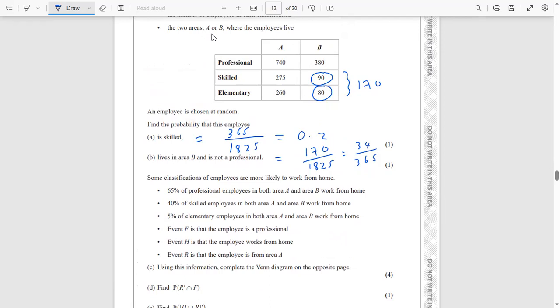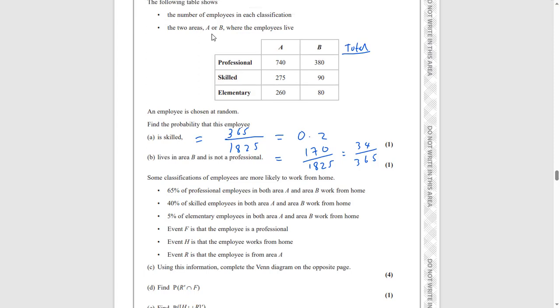Let's get a total tally for this. I'm just going to rub this out here. So the total of professional employees is 740 plus 380, which gives 1,120 professionals. Now the skilled ones, 90 plus 275, gives 365 skilled. And then elementary, that's going to be 340 elementary employees. Okay, so that's our tally.